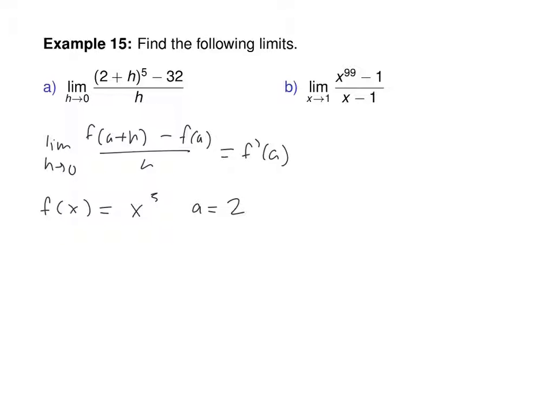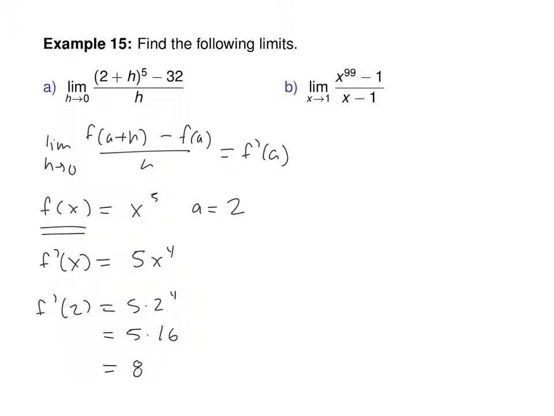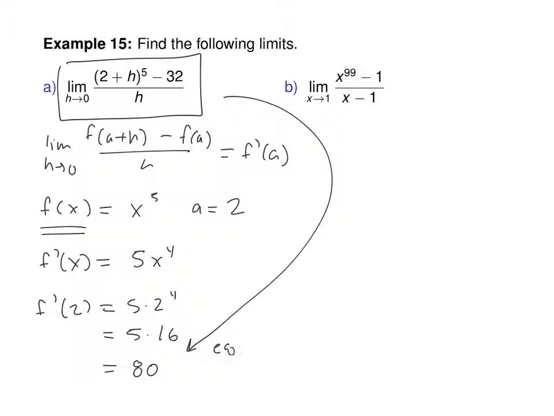So another way to find this limit, instead of doing all of the algebra and fifth powering that business, which is going to get really disgusting really quickly, you can take the derivative of this and you can plug 2 in. So f prime of x is 5x to the 4th, right? So f prime of 2 is 5 times 2 to the 4th, which is 5 times 16, or that's 80. And this limit equals that.